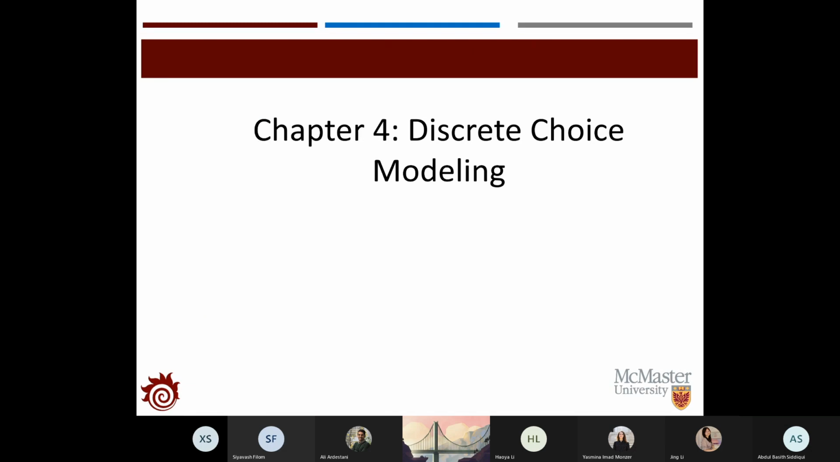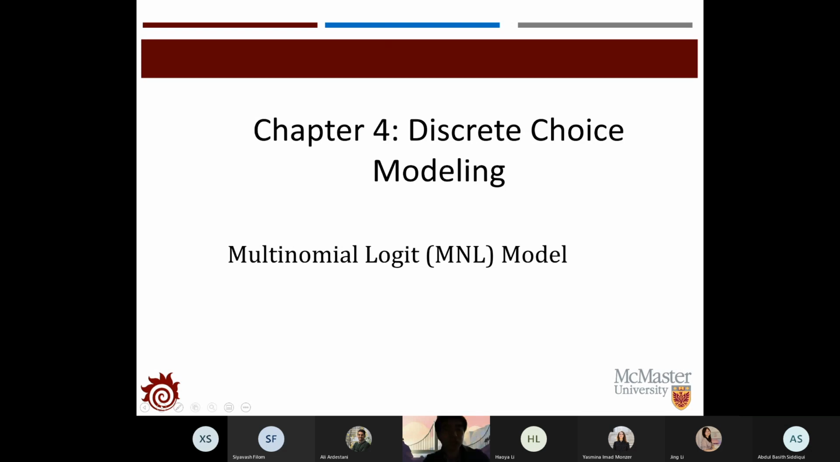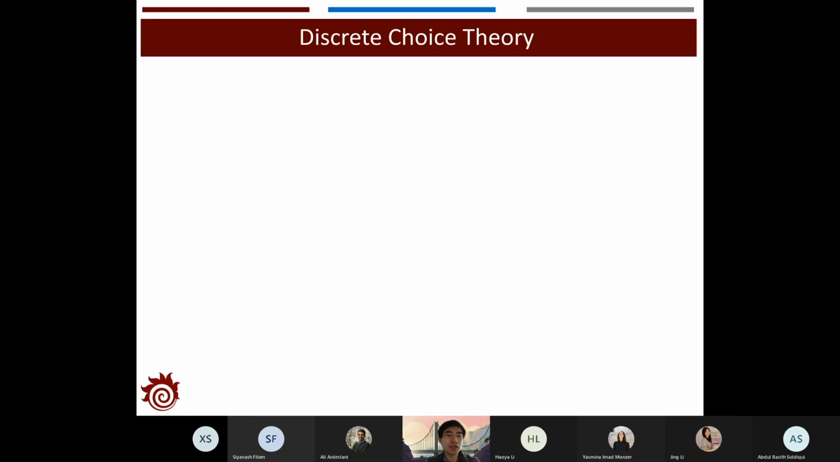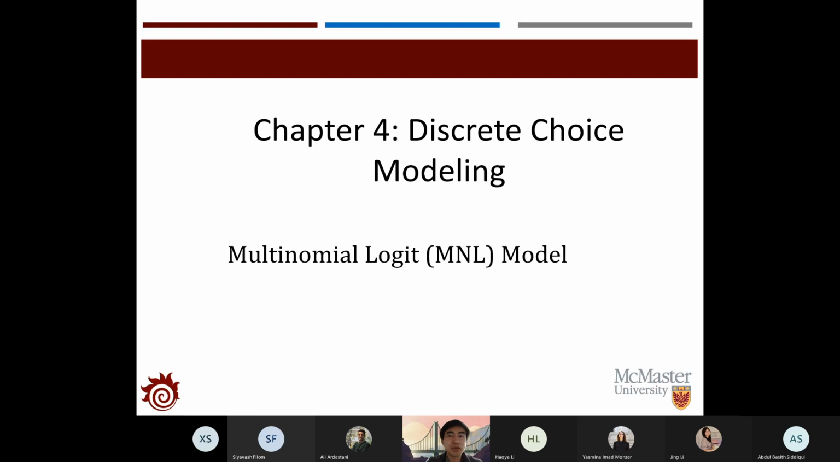Okay, with that, I would like to take a break, and after the break, we're going to continue with how to do some further derivation for the discrete choice theory we derived previously, to do the calibration and use that to estimate the probability of choosing one mode.